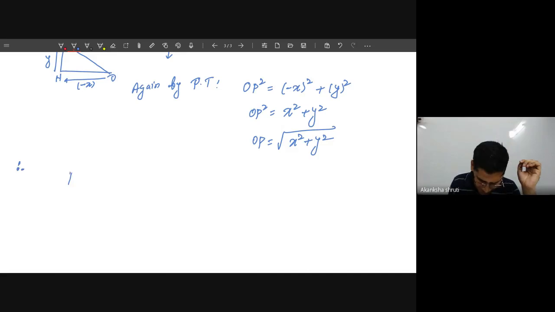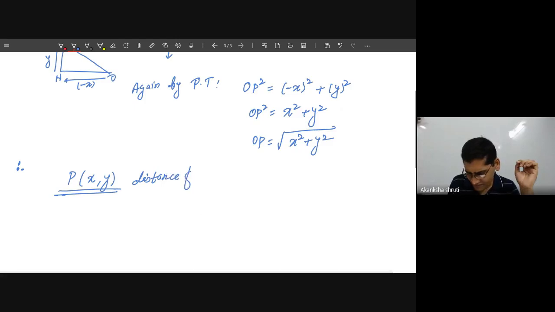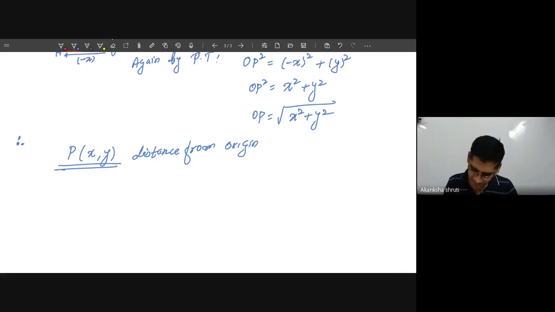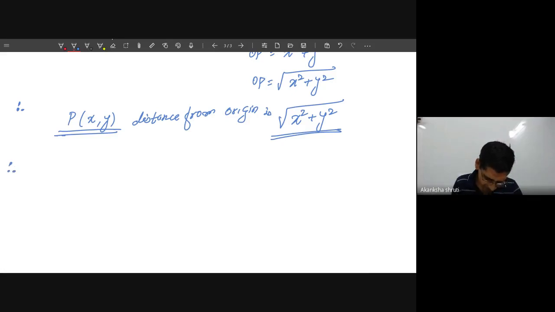Therefore, if any point P(x, y) is given, irrespective of its sign, its distance from the origin is always the square root of x squared plus y squared. No need to draw the diagram; directly we can use it. So what is this? This x is the abscissa and y is the ordinate.